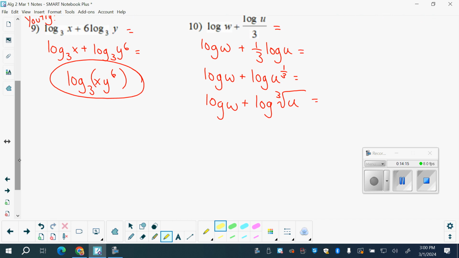Yeah, I'm glad, though, that you clarified that that's why. So one more step. Log of w times the cubic root of u. And that's your answer.